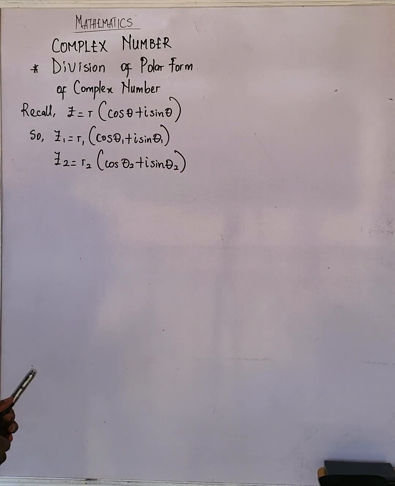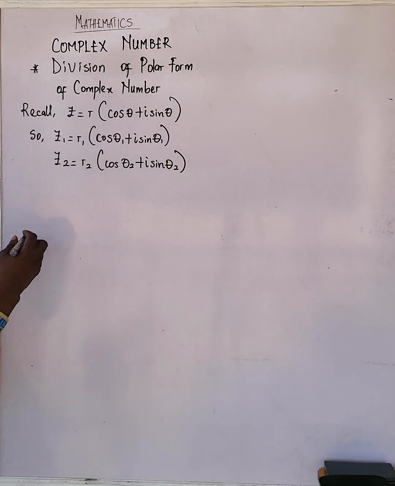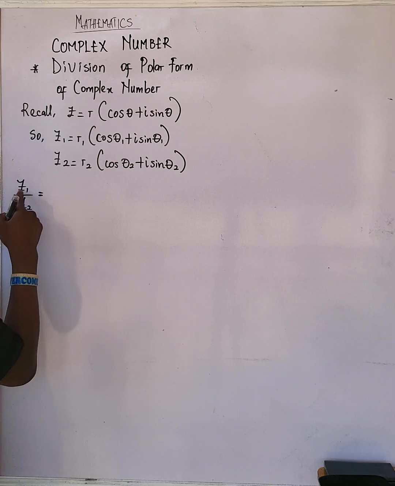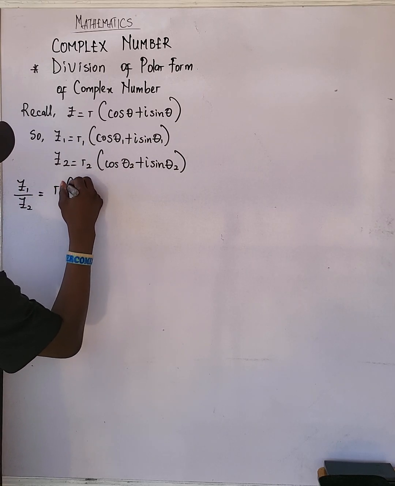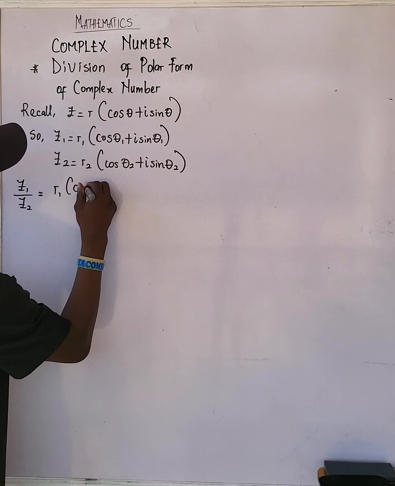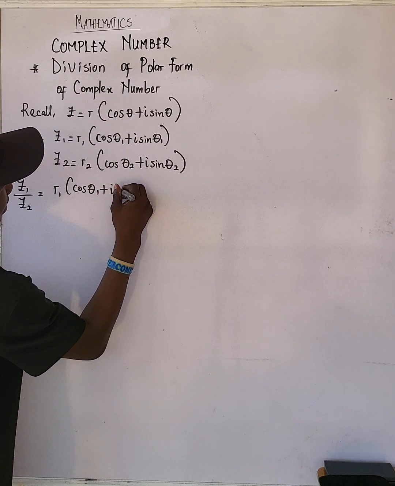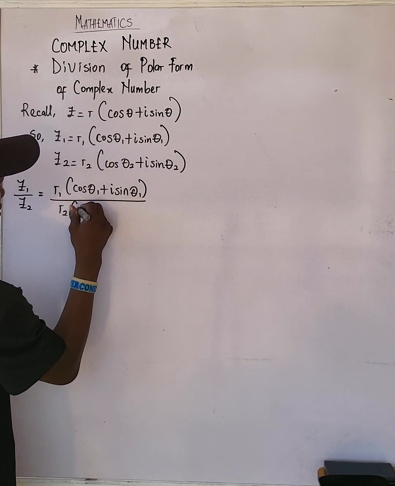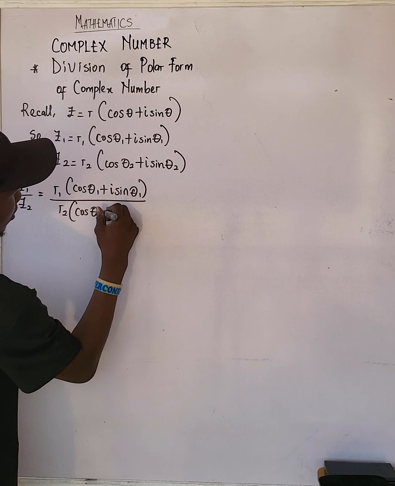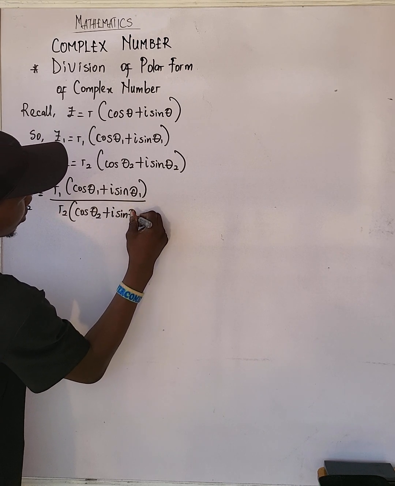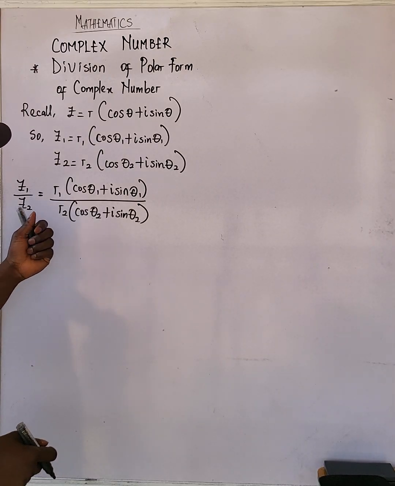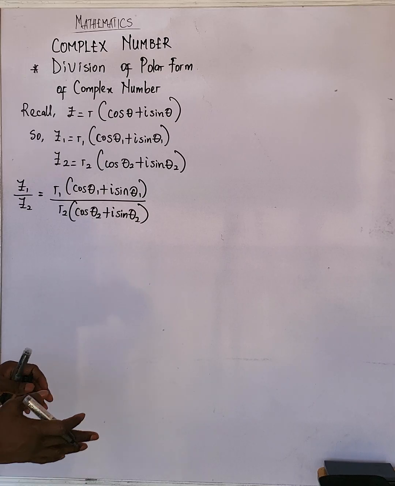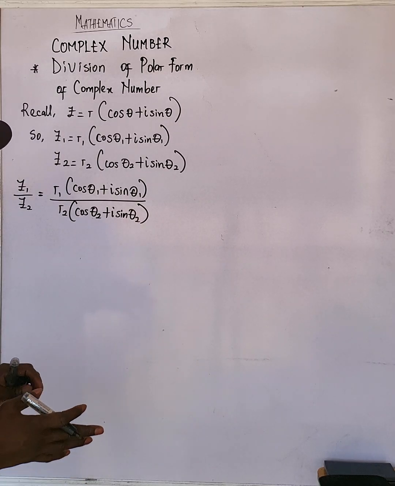Now, we want to find the division of polar form of complex number. So meaning that, let's get z1 over z2. So z1 over z2 will be what? Our z1 is r1(cos theta 1 plus i sin theta 1), then divided by r2(cos theta 2 plus i sin theta 2). Now, we have this complex number and we want to divide it. How do you go about it? It is just very, very simple.